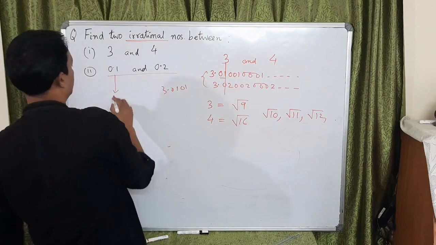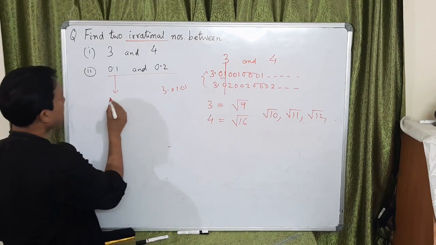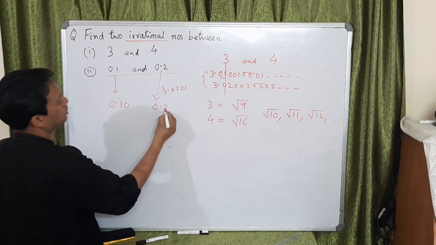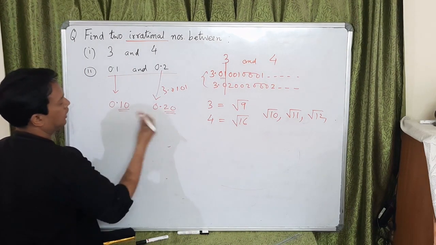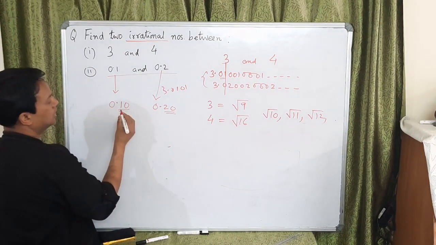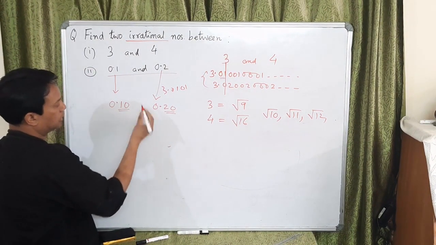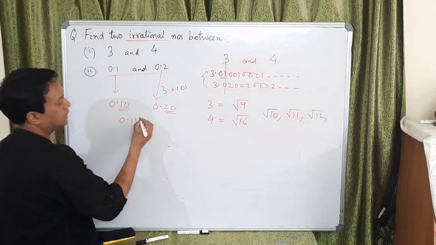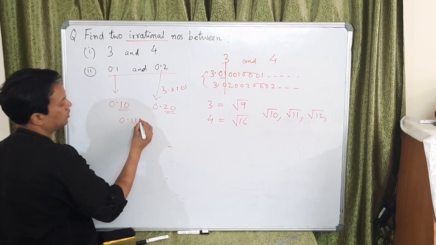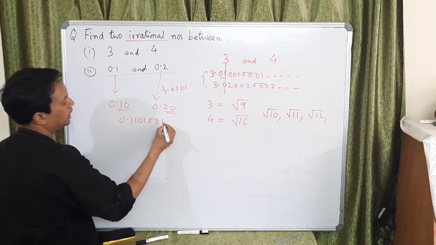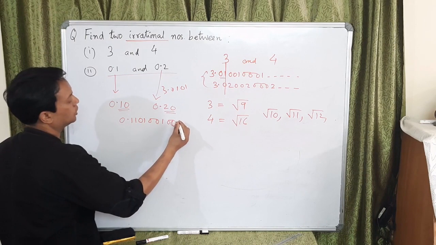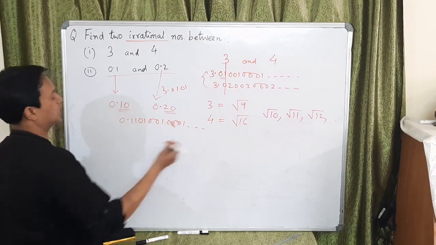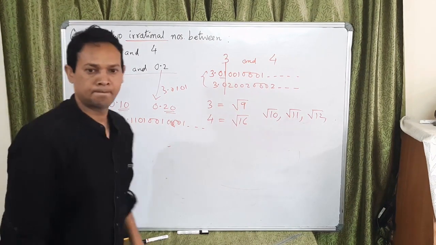Here, 0.1. We can write it as 0.10 first, and 0.2, you can write 0.20, increasing the places of decimals. So now you can just increase from 10. You can go to 11. Say 0.11, and then write something else. Say 01, 001, 0001, sorry, 3 zeros we can write, and so on, and we can get as many as we like.